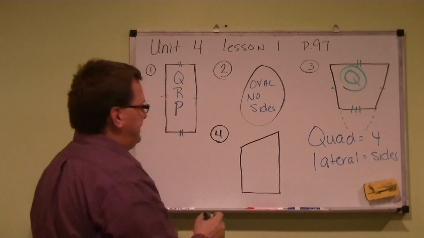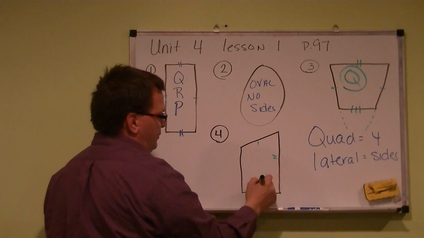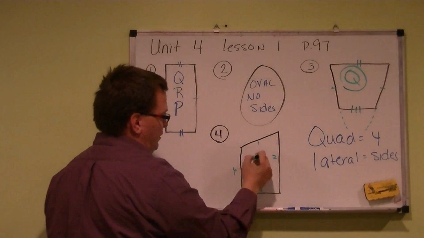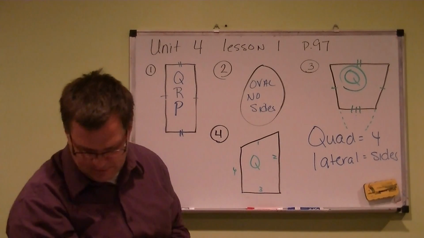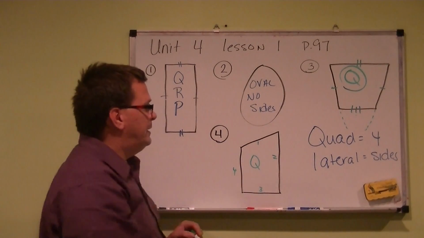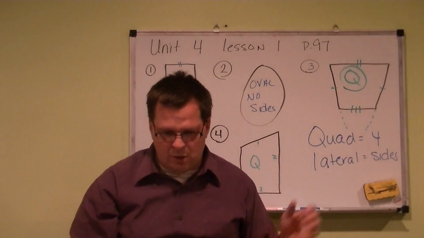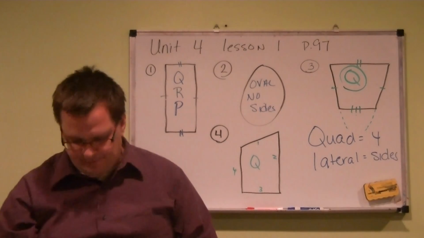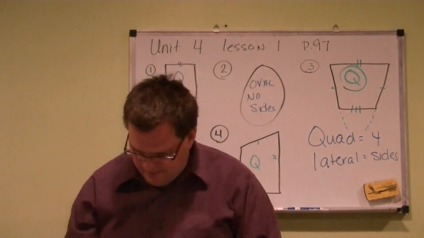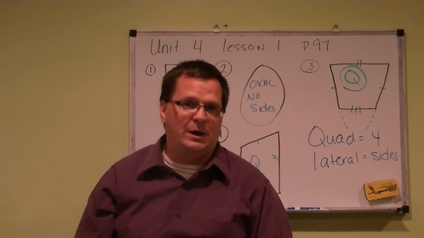Number 4, same thing. We have 1, 2, 3, 4 sides. It is a quadrilateral, but it will not be anything else. It's just going to be the quadrilateral. So tonight we're just going to look at which one is a quadrilateral, which one is a parallelogram, a rectangle, and a square.